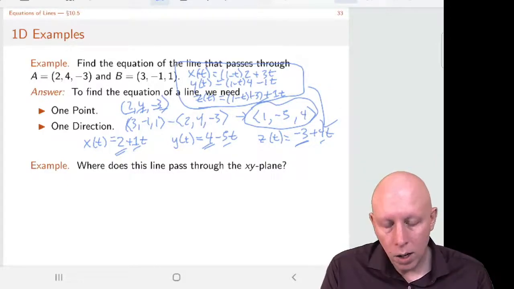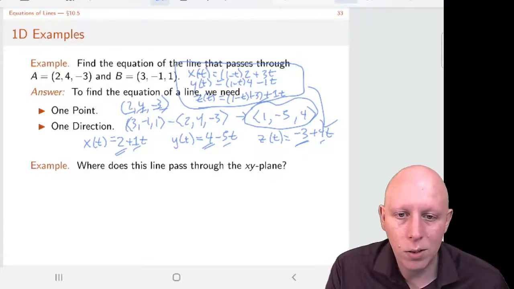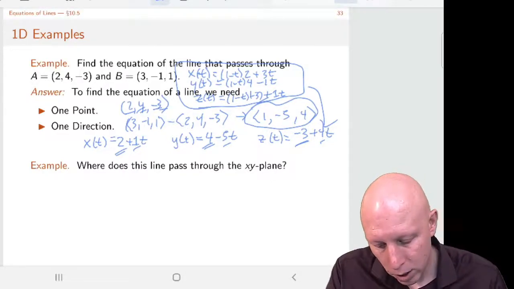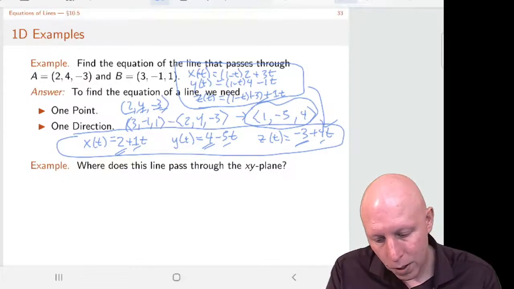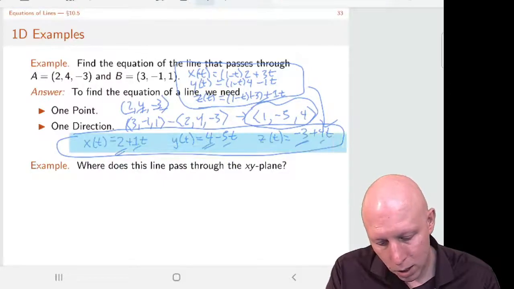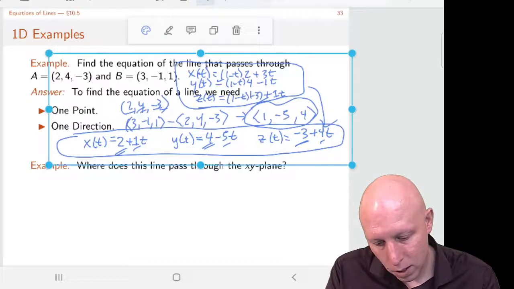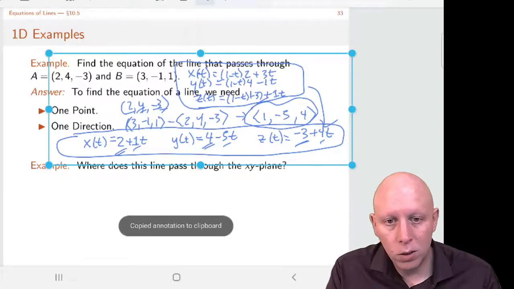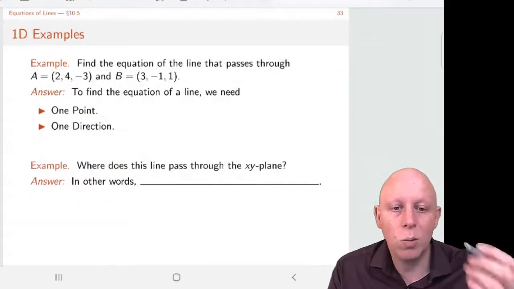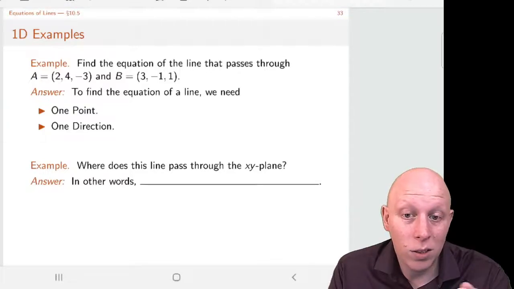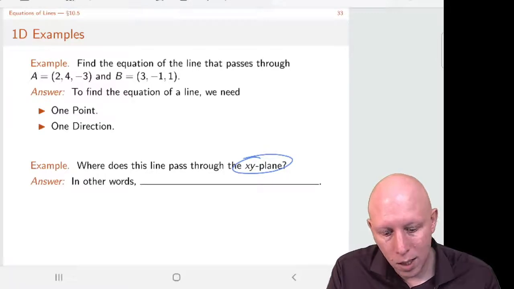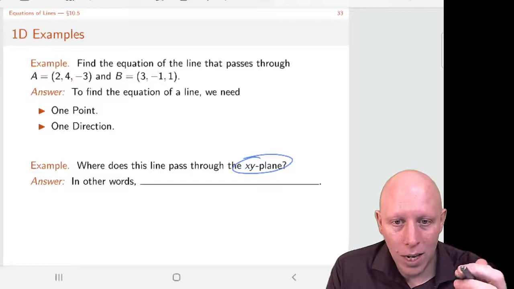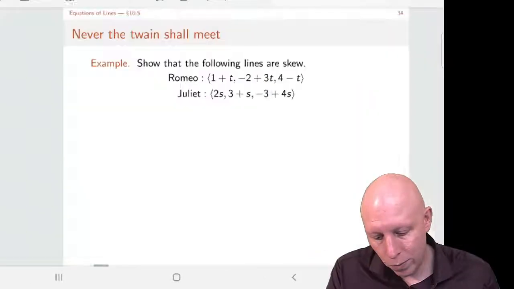All right, so here's a question. Where does this line pass through the xy plane? So we have an equation of our line. Copy. So where does this pass through the xy plane? Well, what does that mean? We have to interpret that. If it passes through the xy plane, it means that the equation has a z-coordinate equal to 0.